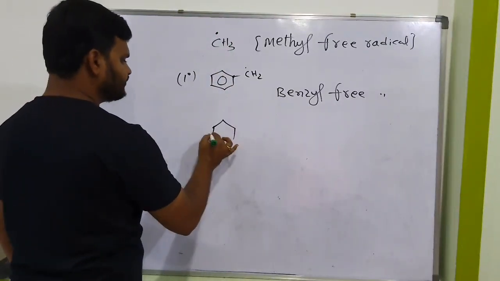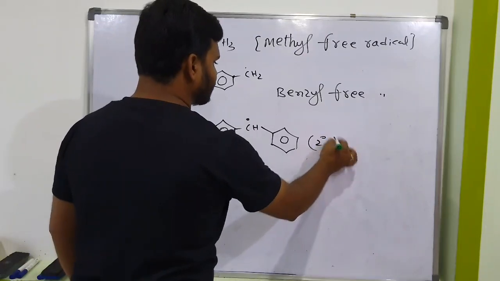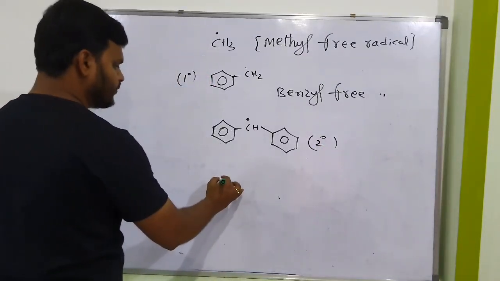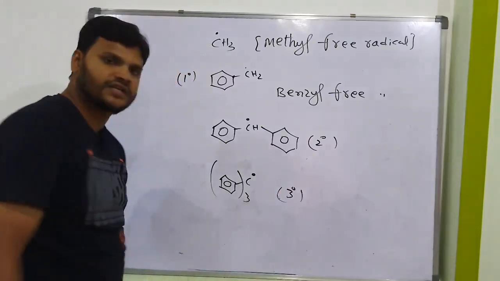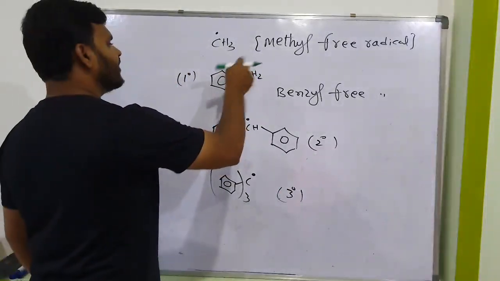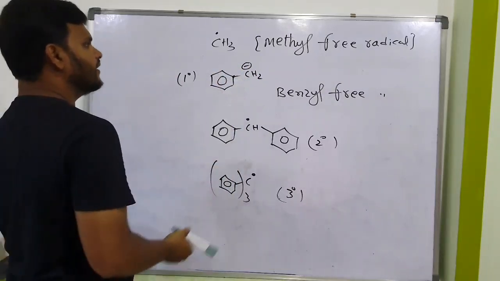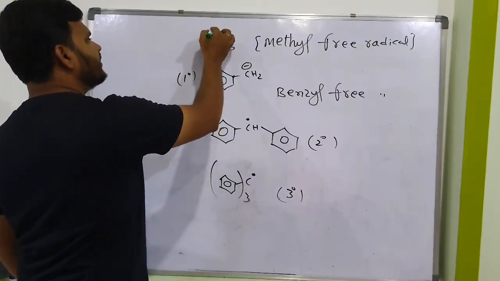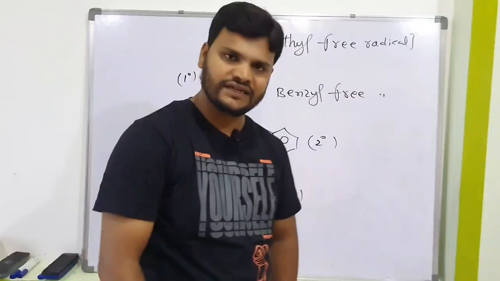What about this one? Suppose if I give it like this, this is 2 degree free radical. So what about this one? This is 3 degree. Is it clear? Suppose if, instead of a free radical, I give it like this, what will happen? This is primary carbanion. Instead of radical, if I write minus, what will happen? Methyl carbanion, isn't it? Yes.